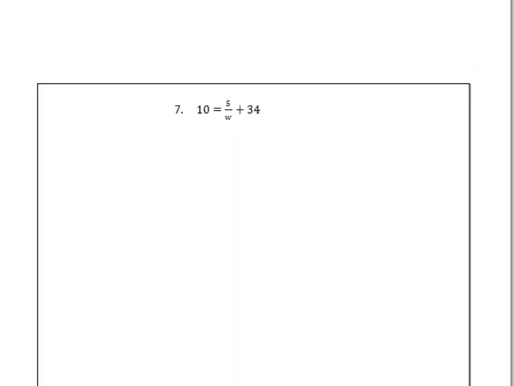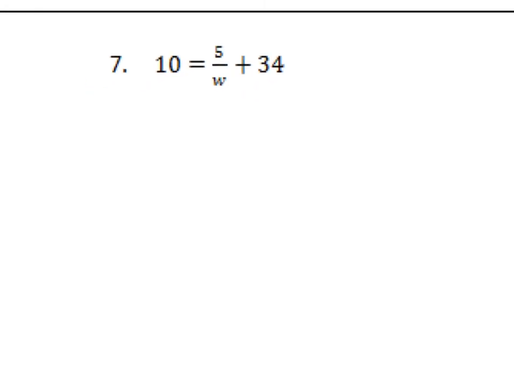Number 7, we're still solving. This one we could actually do a couple of different ways. I'm going to show you the easiest way. Yes, you could make them have the same denominator by roster members, but notice how the 10 and 34 are both whole numbers. So before I do anything, I'm going to take that plus 34 and subtract it over to combine with the 10. 10 minus 34 is negative 24, and that's now equal to 5 over w.